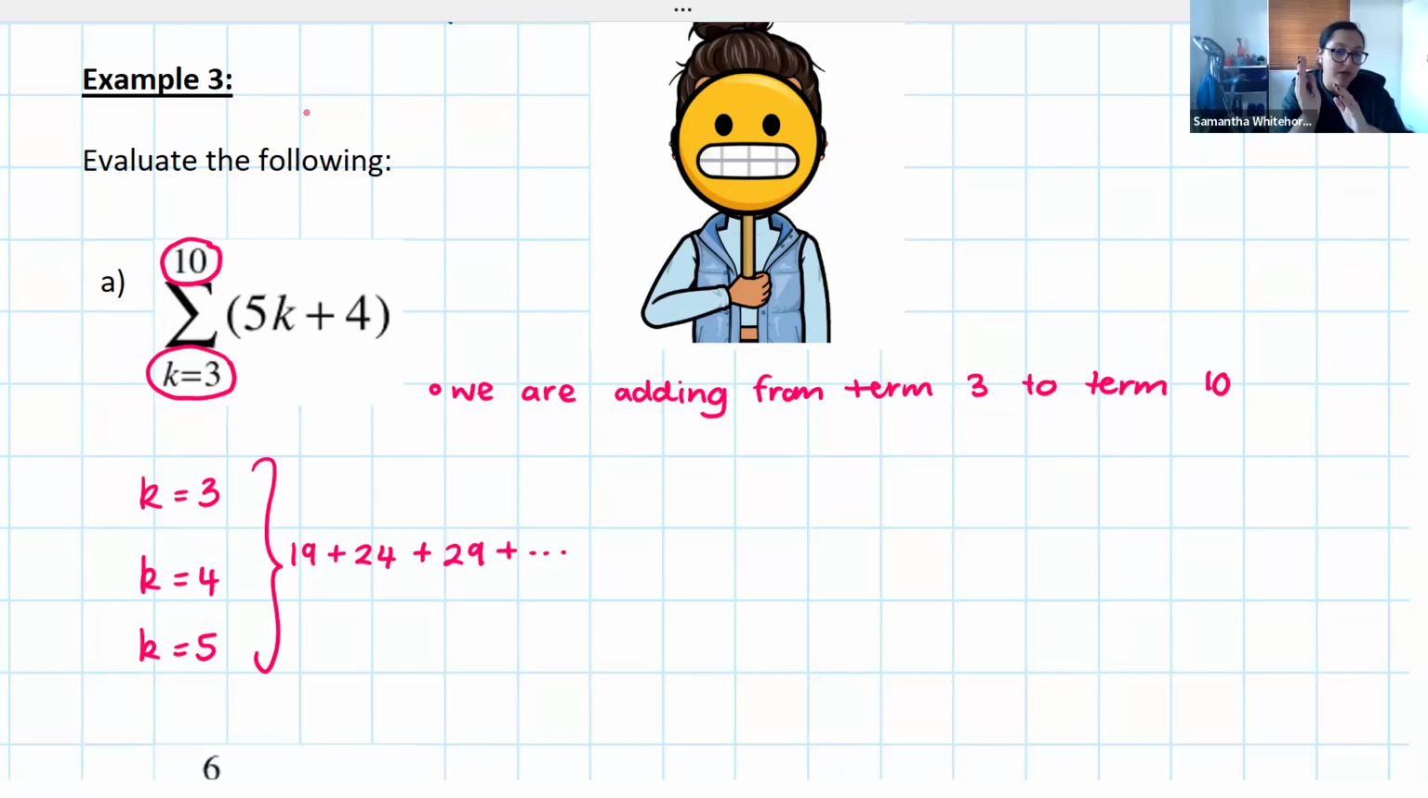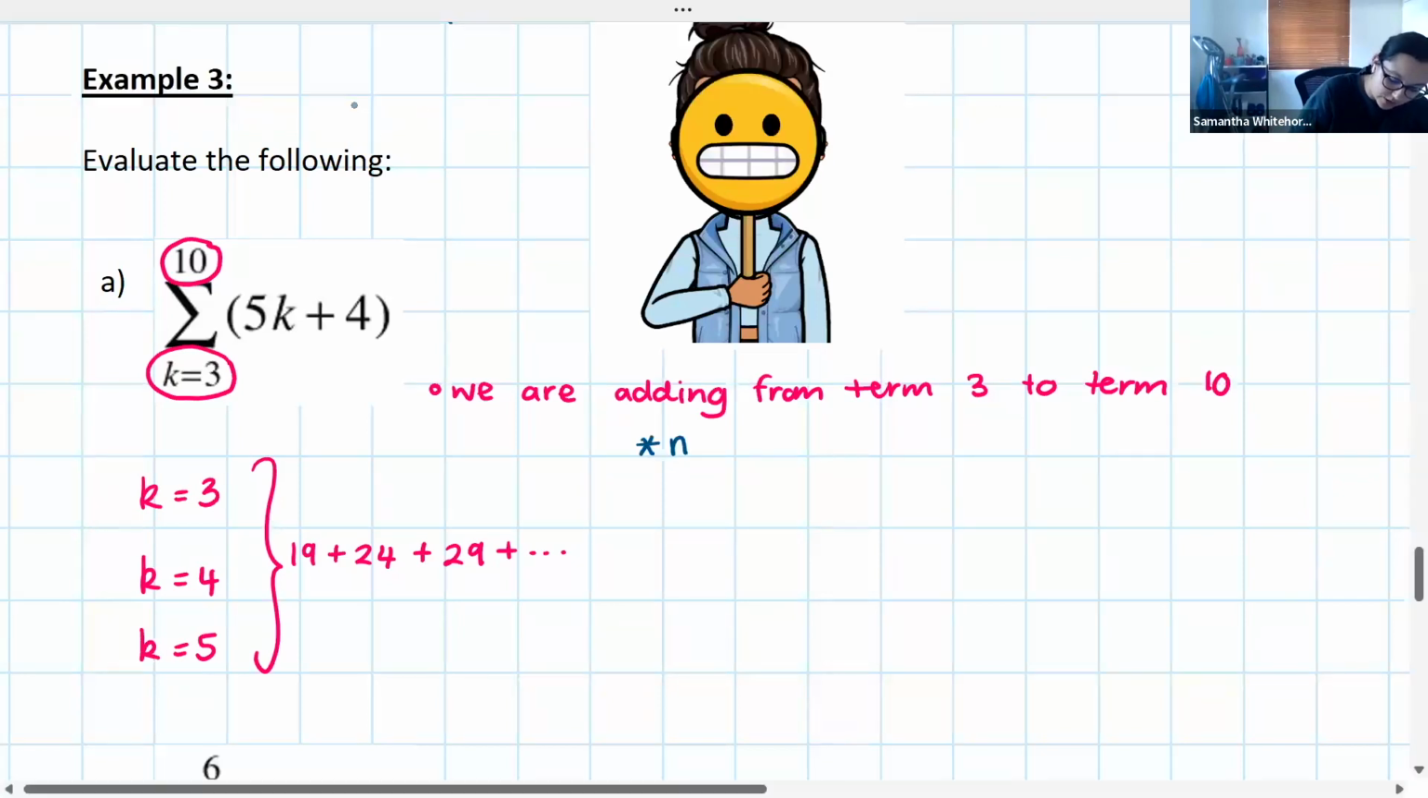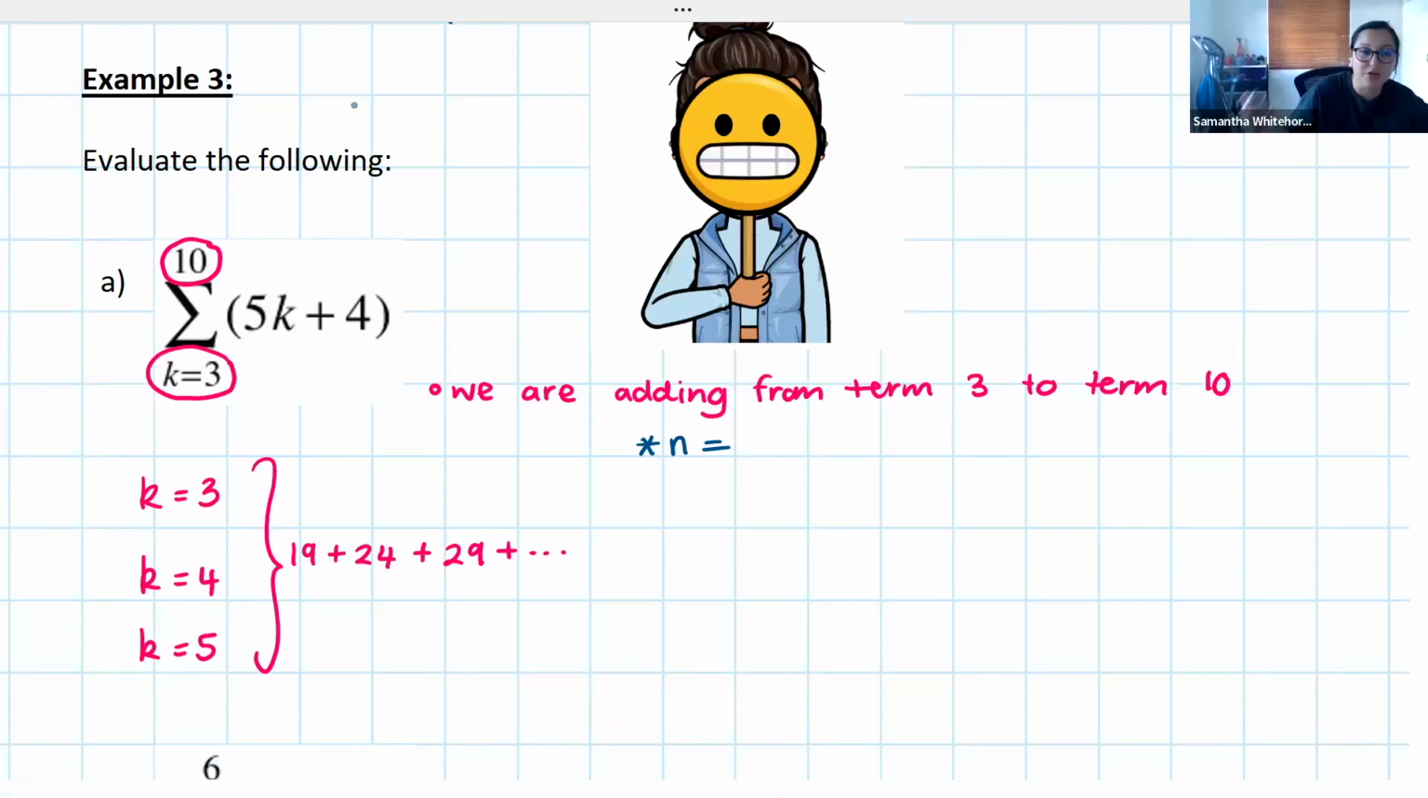Now, Amanda's put there on the chat 10 minus 3 plus 1, which is where we want to go next. So yes, I'm adding term 3 to term 10, but how many terms is that actually? So remember, right at the start, I said to you, if you want to know how many terms you are adding, so your n value, in this case, your k value, doesn't really matter, but how many terms are you adding? We take the bottom number minus the top number. Let's maybe go the other way. The top number minus the bottom number plus 1. So 10 minus 1 is 7.